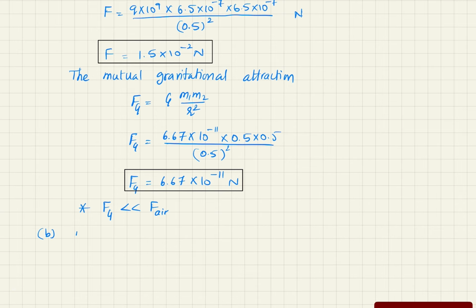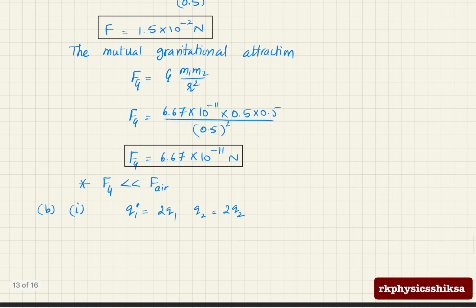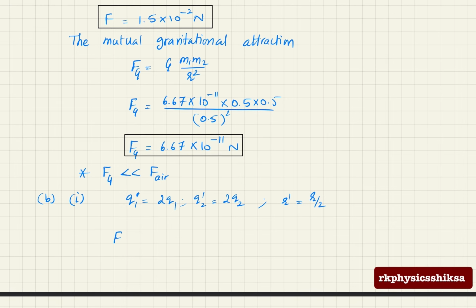So in that case, for question B, the sub-question 1: Q1 dash is equal to 2 times Q1 and Q2 dash is equal to 2 times Q2. The distance, I take as r dash, which is equal to r by 2, half the distance, and the charges are doubled. In that case, the electrostatic force of repulsion in air, F air dash, is equal to k into 2Q1 into 2Q2 divided by (r by 2) whole square.